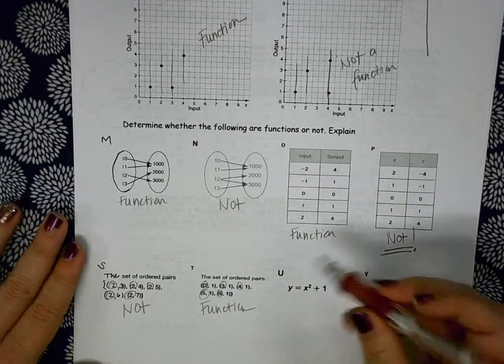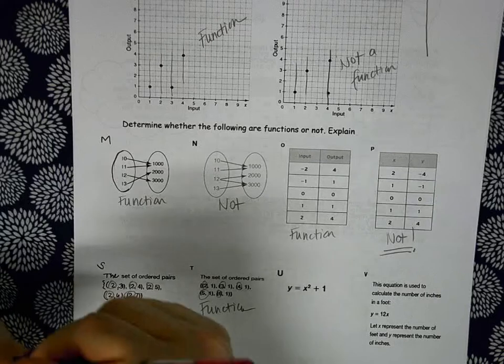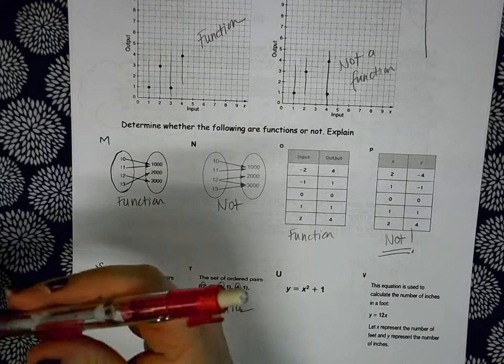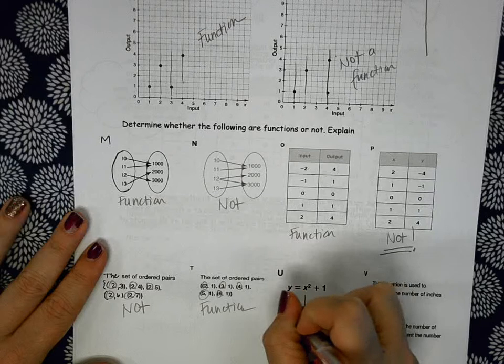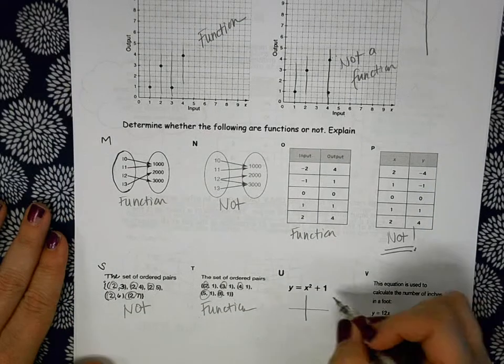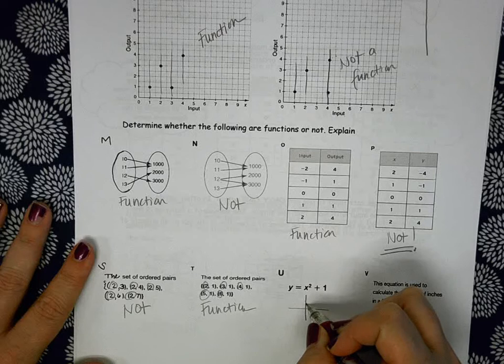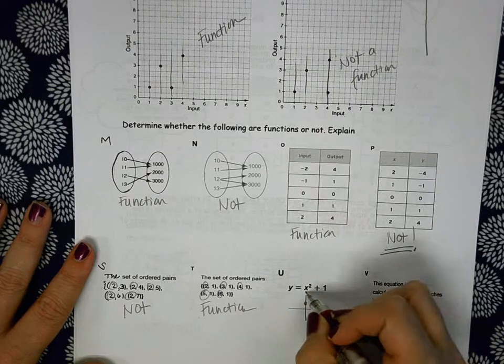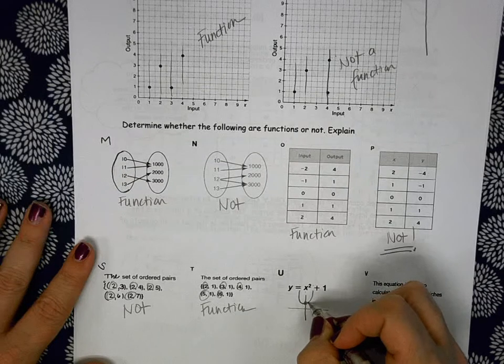And then U looks weird. Has anyone ever seen this graph before? The x squared graph? I don't think you've seen it. But this is what it looks like. I'll draw it for you. This means it starts at 1 because we know the 1 is the y-intercept. Remember that from the regular straight line graph? But an x squared is a parabola. Have you heard that word? It makes a U shape.